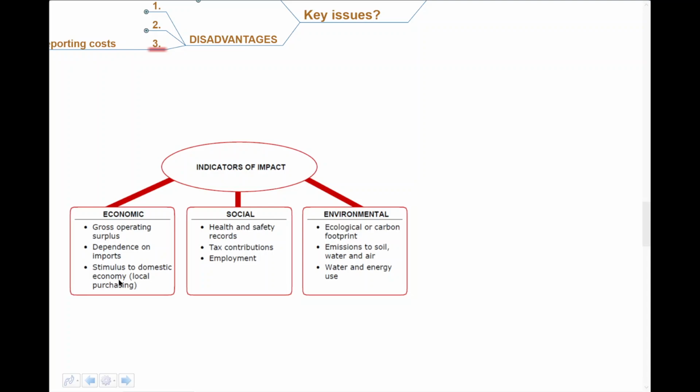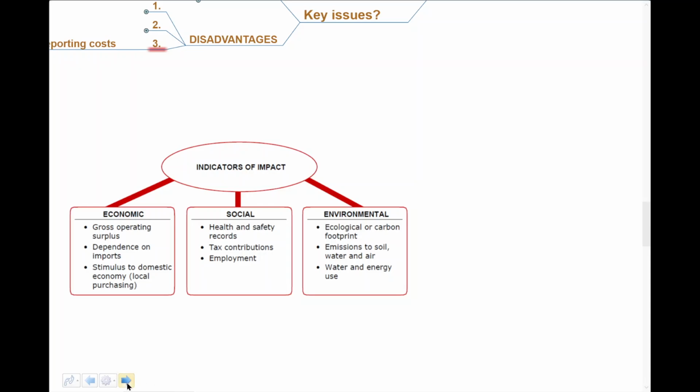For example, stimulus to local economy. Do they purchase locally? Outside of that, perhaps dependent upon imports. On the social side, certainly several issues here, not least employment, or perhaps employment in the local community. On the environmental side, obviously things like carbon footprint, emissions, etc., are absolutely key.